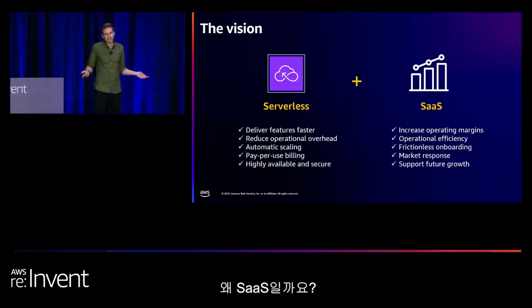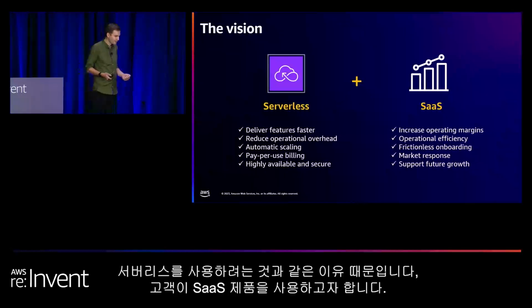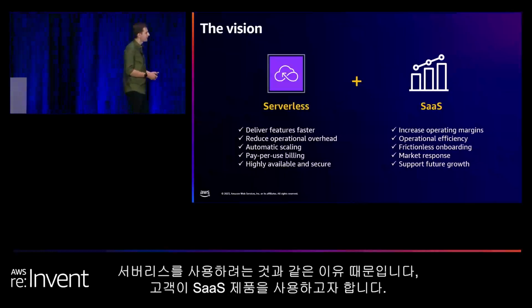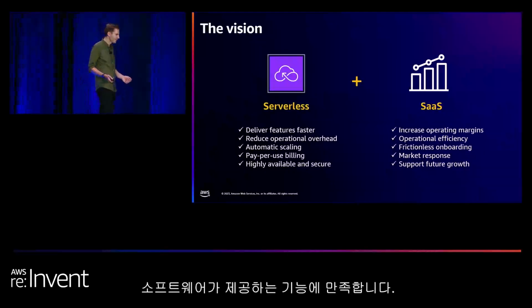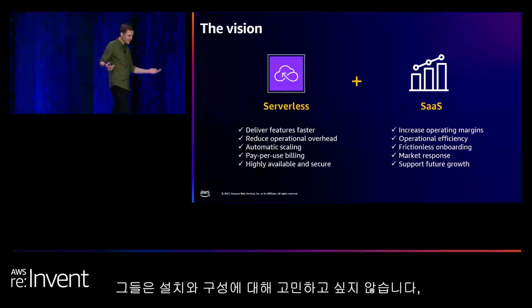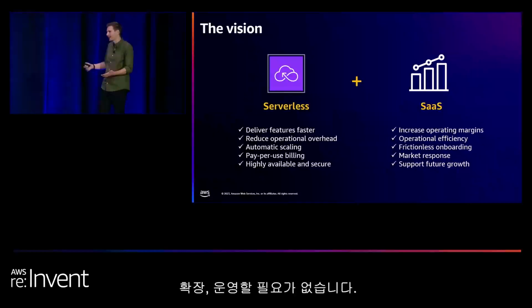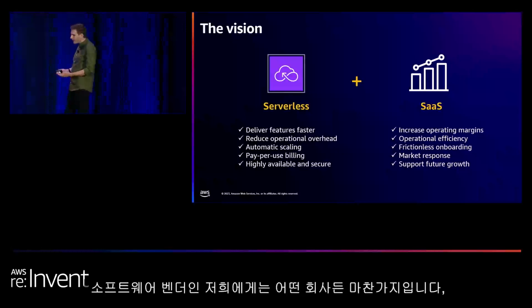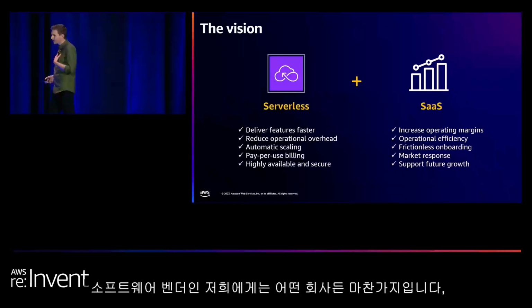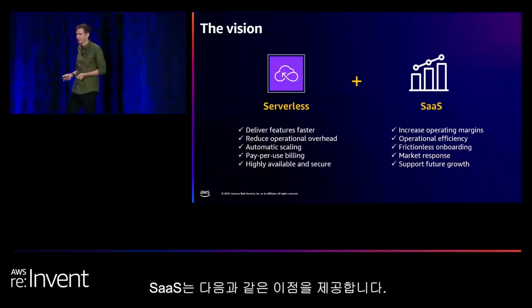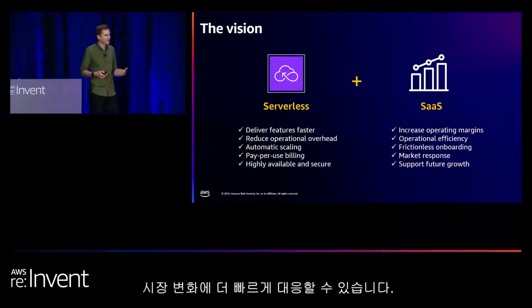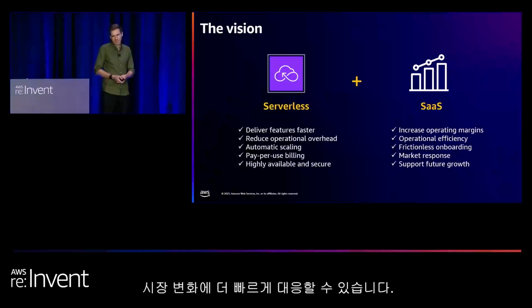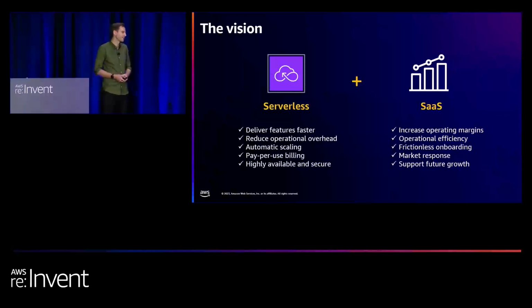So why SaaS? Because it's what our customers want, right? For the same reasons that we want to use serverless, our customers want to use a SaaS offering. They want to get straight to using the software for the features that it gives them. They don't want to have to think about installing, configuring, scaling, operating it. For us as a software vendor, SaaS gives us the benefits of increased operational efficiency, which means we can react to changes in the market faster, and we can also increase our operating margins.